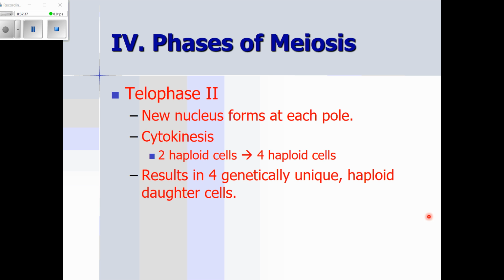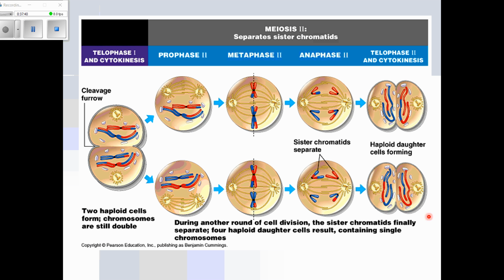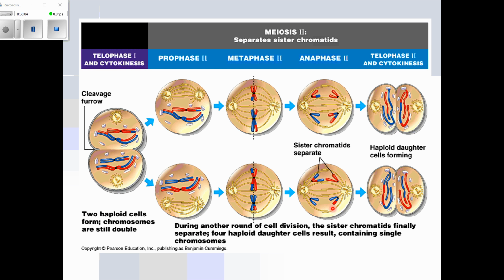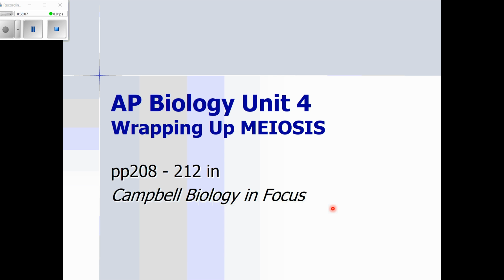haploid daughter cells. In animals, these are gametes. These are either going to be 4 sperm, or if it's oogenesis, it'll be 1 egg and 3 polar bodies. Or, of course, if this was plants, these would be spores. 4 genetically unique haploid daughter cells that can now be used for reproduction. And that, I believe, is a good place for us to finish, because we are finished with meiosis.